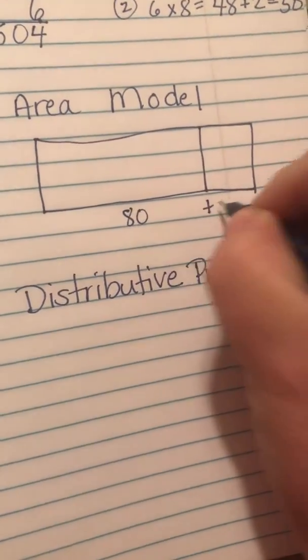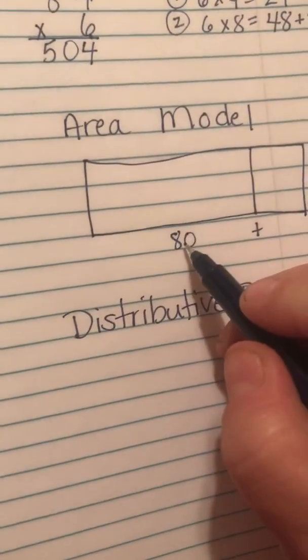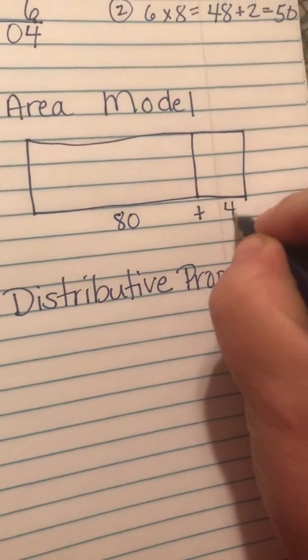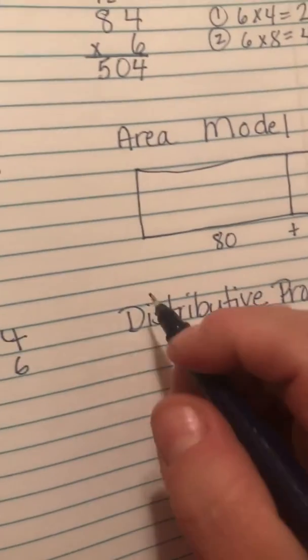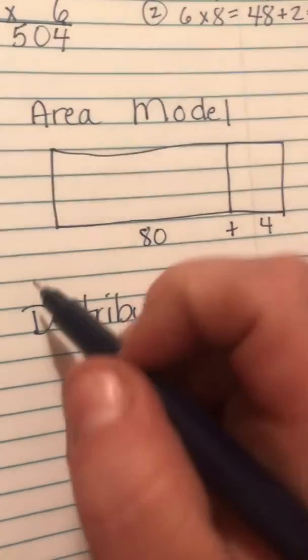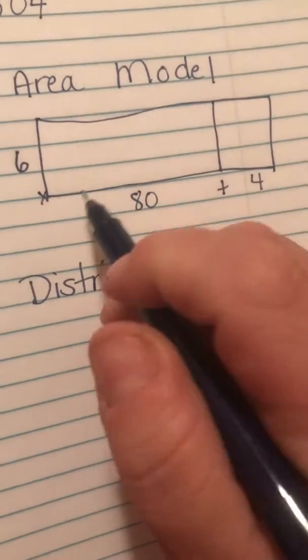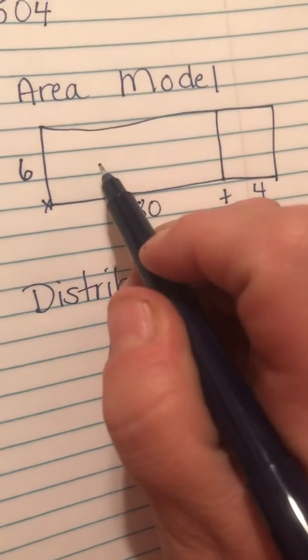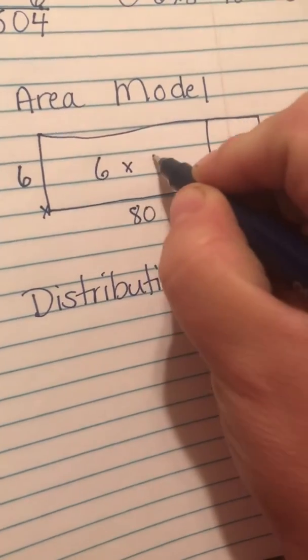Remember, this is a scale drawing, it's not an accurate drawing. So we break apart 84 into tens plus ones, which is 80 plus 4. The other side of the area model, or array, as students learned in 3rd grade, is the number 6. So within this first section of the area model, it has 6 times the 80.